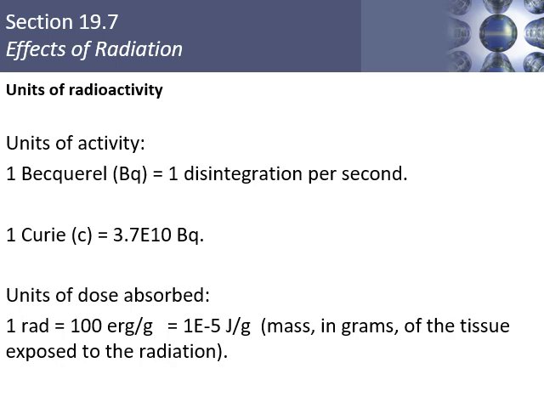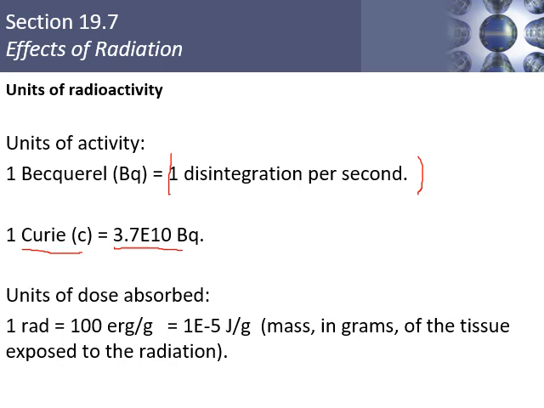So the units of radioactivity would be that 1 becquerel is 1 disintegration per second, but it turns out this is not particularly useful because it's such a small number. So most of the time we use a curie to measure how strong the radiation is. So that is 3.7 times 10 to the 10th disintegrations per second.